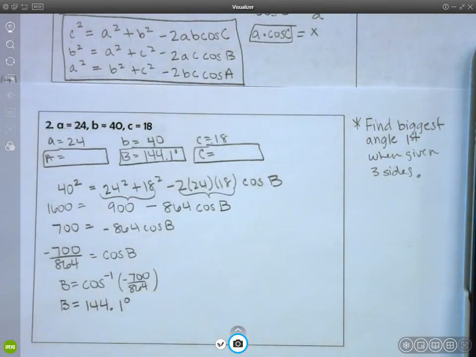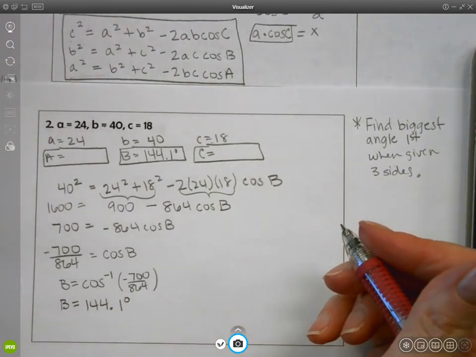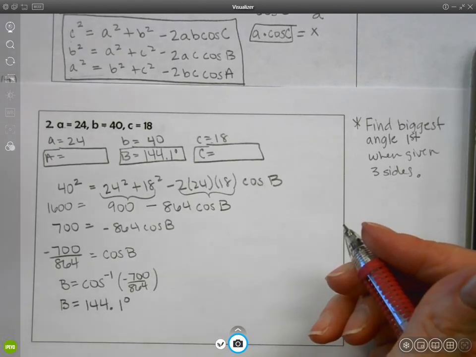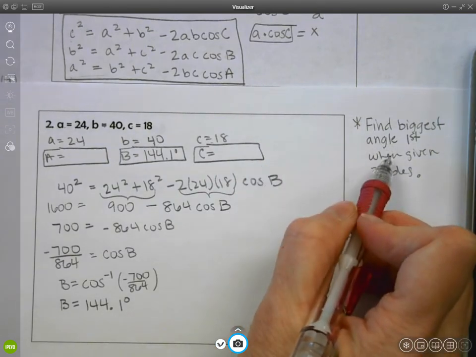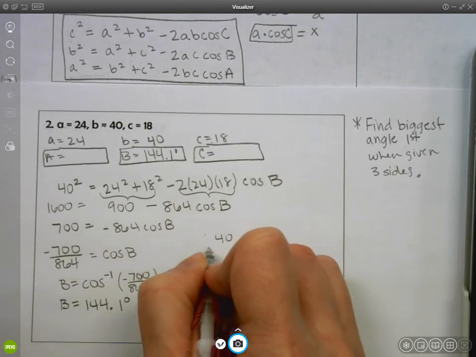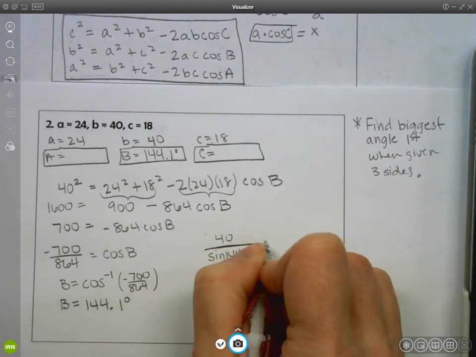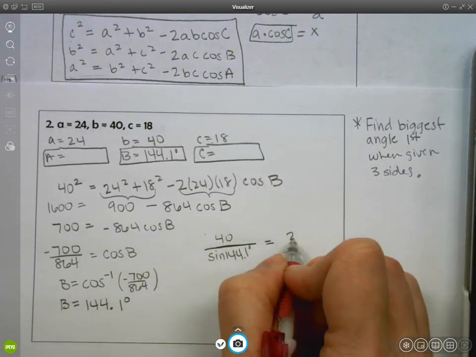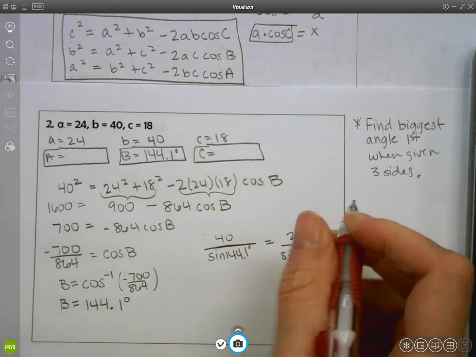All right, now, since you know a matching pair, you can switch to the law of sines. If you wanted to use the law of cosines for every single thing you find, then it doesn't matter what order you do things in. But most people like to switch and use the law of sines because it's easier, and that's where this little bullet comes into play. All right, so setting up our law of sines, we can say 40 over sine of 144.1 is equal to 24 over sine of A.